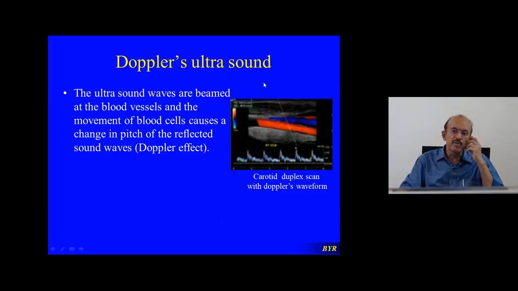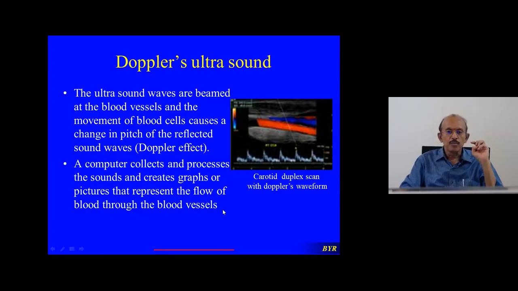So first you beam ultrasonic waves at a blood vessel. These sound waves are reflected back. How they are reflected back depends upon the speed of flow. So there will be a change in the pitch or frequency of the sound wave that is reflected. That is called the Doppler effect. So by the Doppler effect, you can identify how much flow is there. A computer collects and processes the sounds and creates graphs or pictures that represent the flow of blood through the blood vessels.